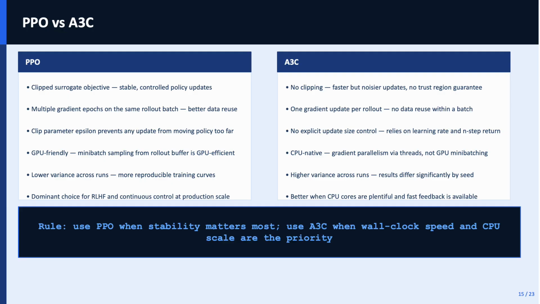PPO and A3C are both on-policy actor-critic methods, but their approaches to stability diverge significantly. PPO uses a clipped surrogate objective that mathematically prevents the policy from changing by more than a controlled amount in any single update, and it runs multiple gradient epochs on each collected batch of data, extracting more learning signal per environment interaction. A3C uses no such clipping.